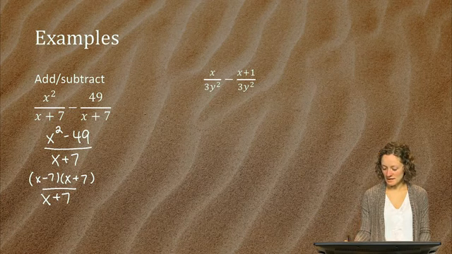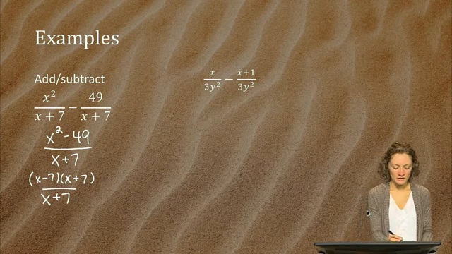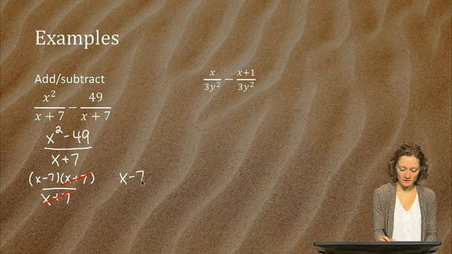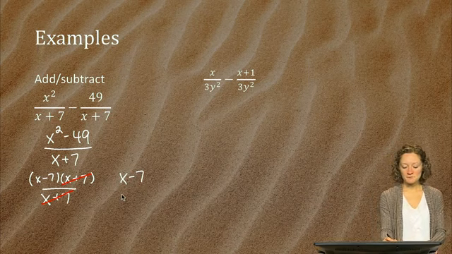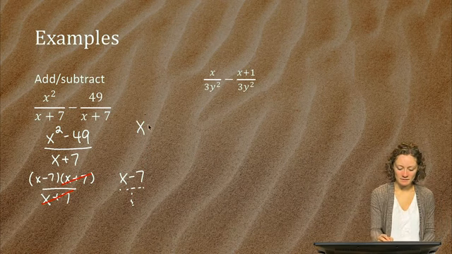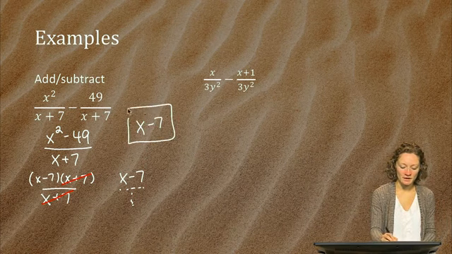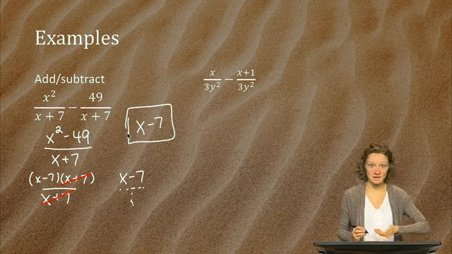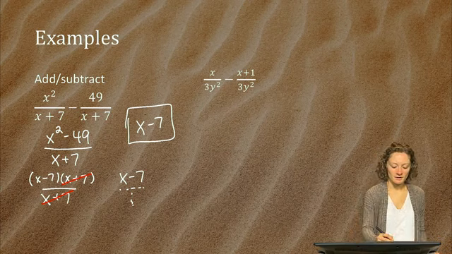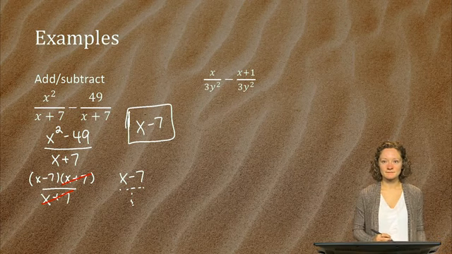And now we see if there's anything that will cancel out, anything that will divide out. We have an x plus 7, top and bottom. Those are gone, leaving us with an x minus 7. It's in the numerator. Sure, there's a 1 in the denominator, but we don't have to write that. x minus 7. It's only important if the x minus 7 was in the denominator. So all of that combined, subtracted to give you x minus 7.